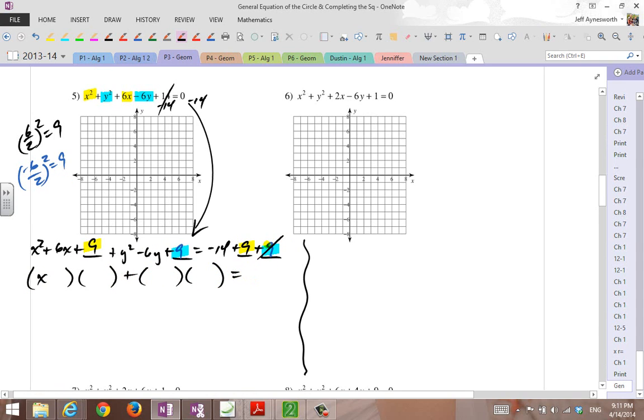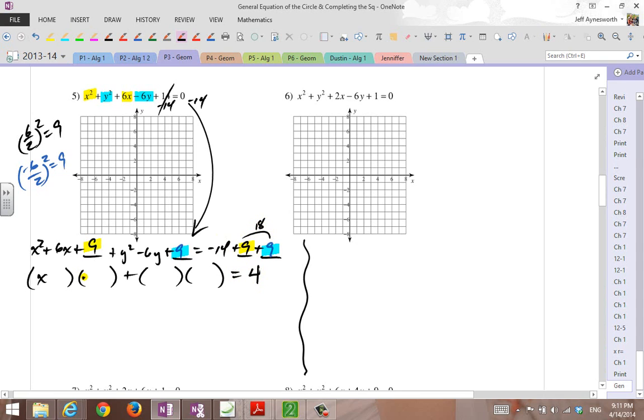Let me see, oops, scratch that. 18 minus 14 is 4. I always add the positive numbers first and then subtract whatever's negative. It's easier that way for me. So again, this is 18. 18 minus 14 is 4, obviously.